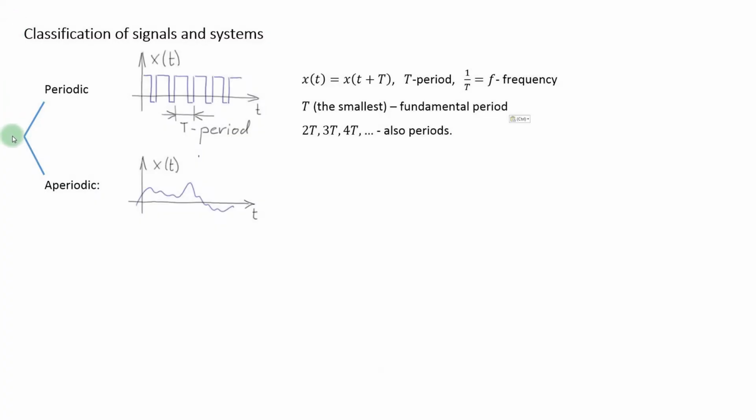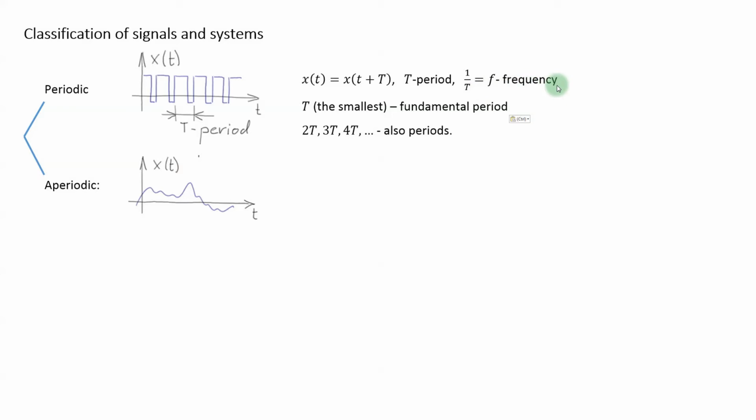Another classification that we can make is to differentiate between the periodic and aperiodic signals. And you probably know this, the periodic signals are the ones which repeat themselves. There is this interval which is called period, and this interval has length of T, which is also called a period. And when we take the signal at time t and shift that time by the period, we will get the same value. So that signal repeats itself with the period. 1 over T, 1 over period, is the frequency of the signal.